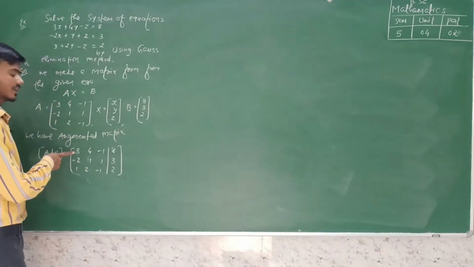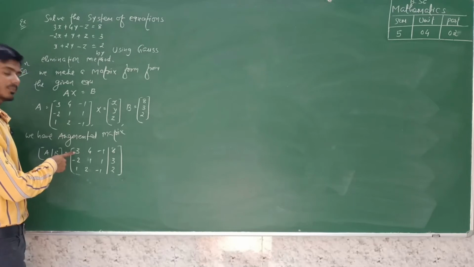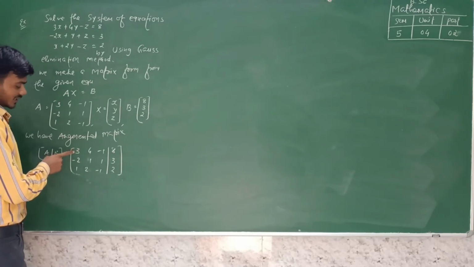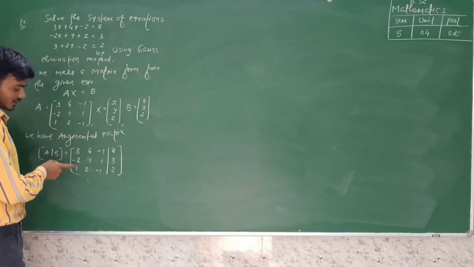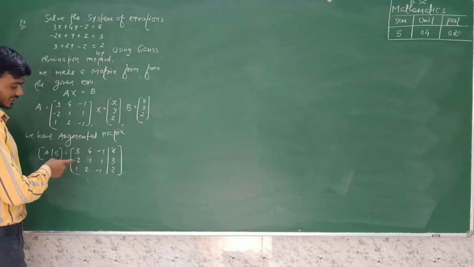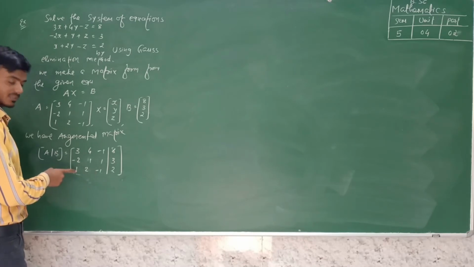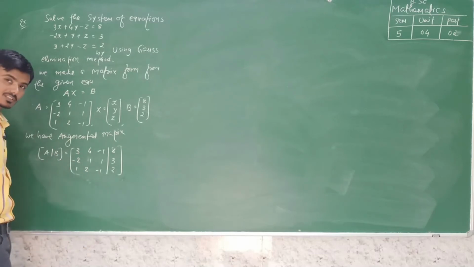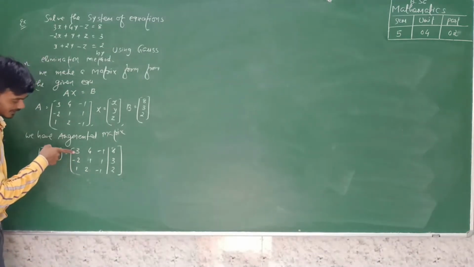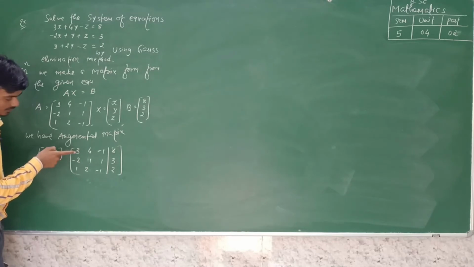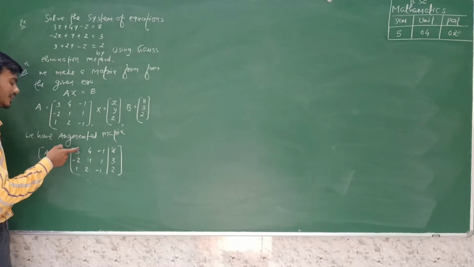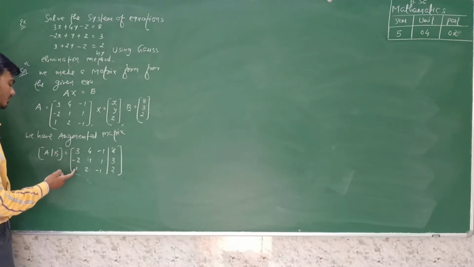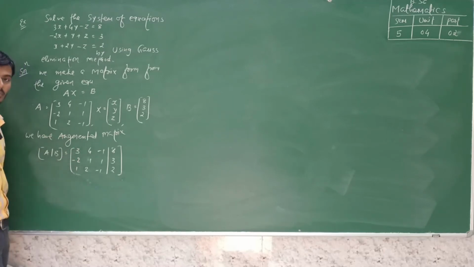So the first element 3 is a pivot. This is non-zero, so this is a pivot. By using this element, we can make zeros: the first element of the second row can be 0, and the first element of the third row can be 0. So what value do we multiply into 3 and add into the second row and the third row, so that this element becomes 0?